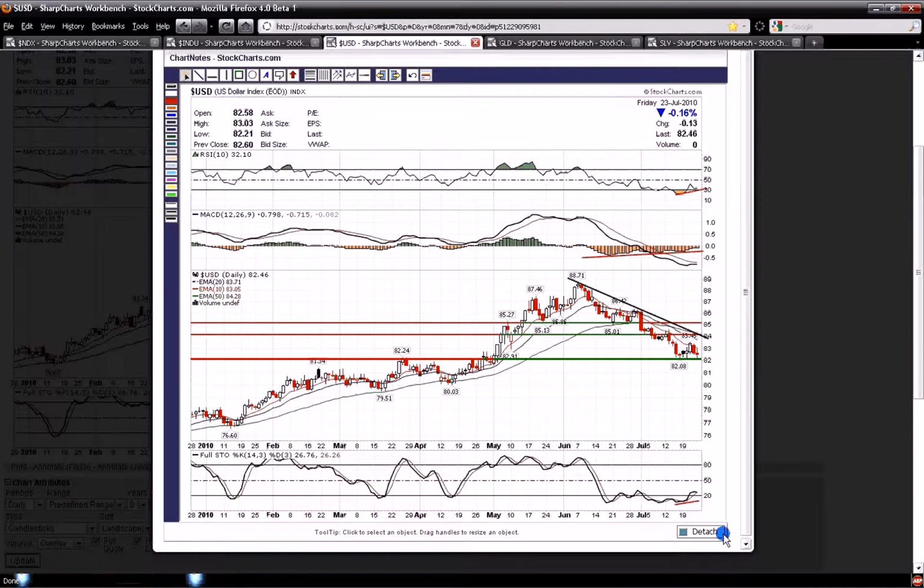Now we're starting to see a little bit of positive divergence on the full stochastics. Major support is 82. We're starting to see the doji candles, which shows a battle, and after a nice little downtrend, you start seeing the dojis. That means that there is a really big battle. As I've outlined here, the MACD histogram is showing some positive divergence.